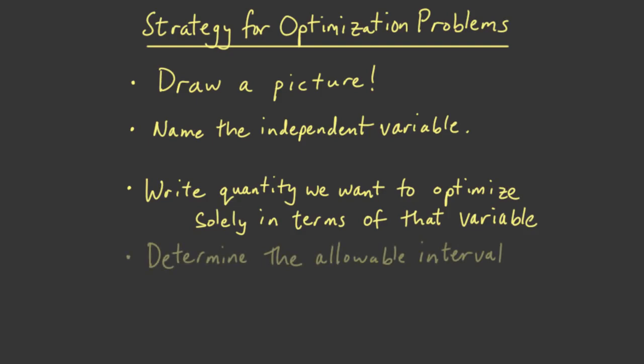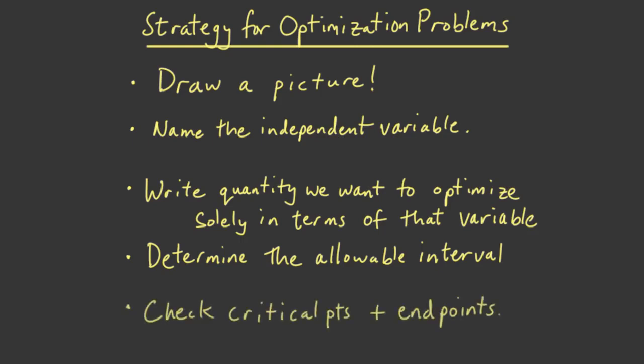Then we determined the allowable interval for the independent variable. And last is the calculus. You want to check the critical points and the endpoints, either by plugging them in or by taking limits, depending.